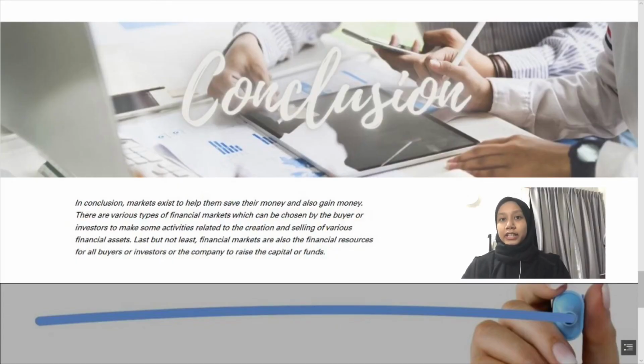In conclusion, markets exist to help people save their money and also gain money. There are various types of financial markets which can be chosen by buyers or investors to carry out activities related to the creation and selling of various financial assets. Last but not least, financial markets are also the financial resources for all buyers, investors, or the company to raise capital or funds.